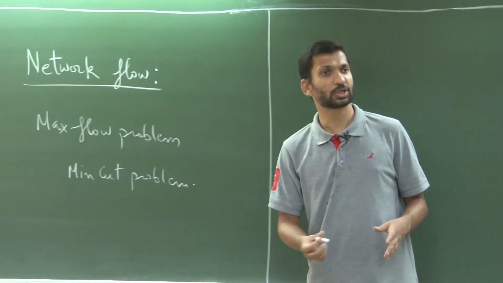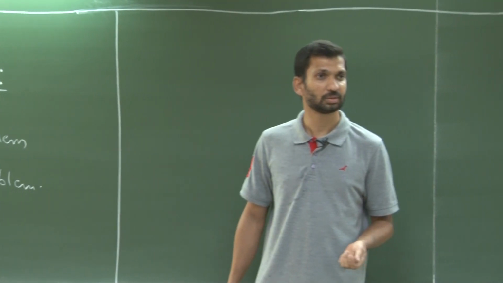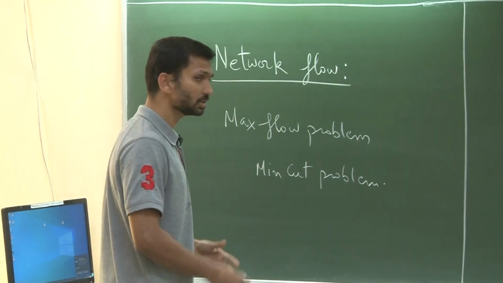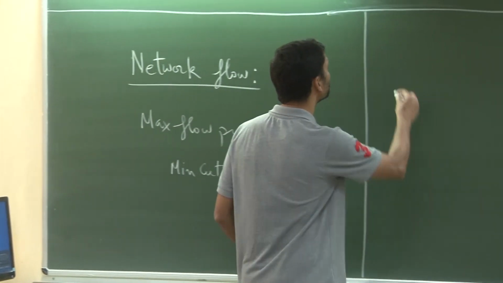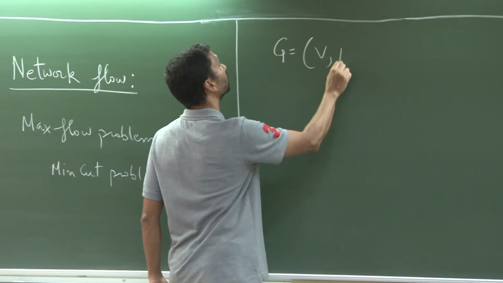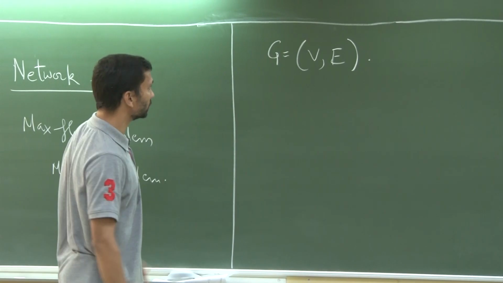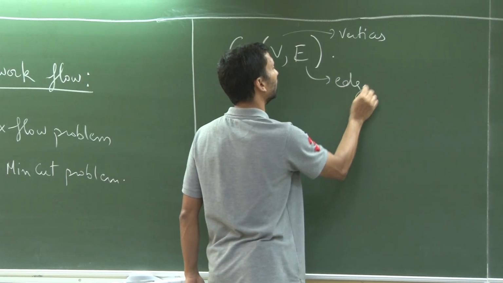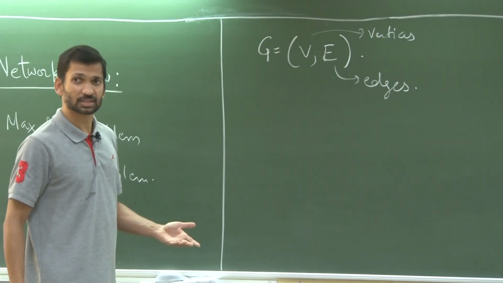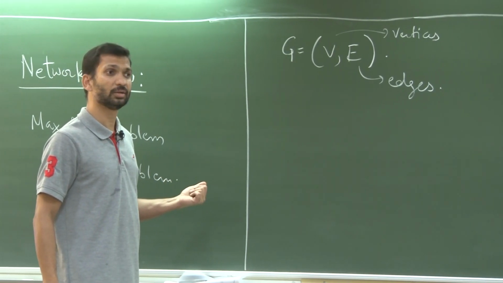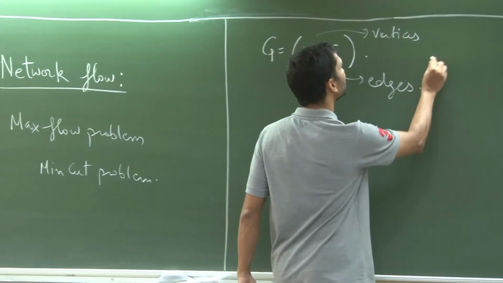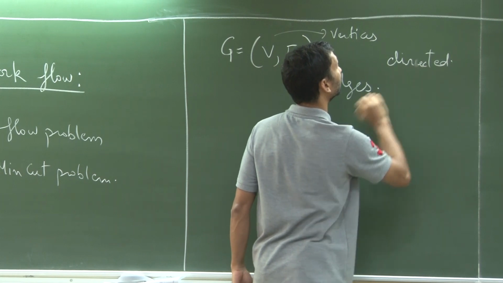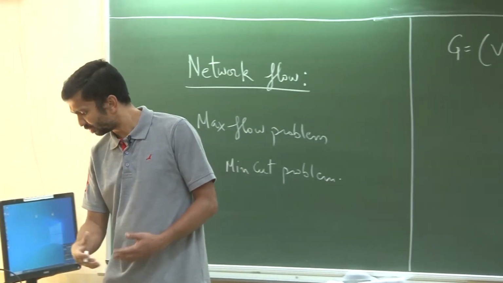Okay, so just by show of hands, how many people know what the max flow problem is? So good. It seems that most of you are familiar with what the max flow problem is. That makes my problem easy. The idea is that you are given a graph. This is going to be our notation. V is vertices, E is edges, and in this case, the graph is directed or undirected? Directed, right? In this case, it's a directed graph.